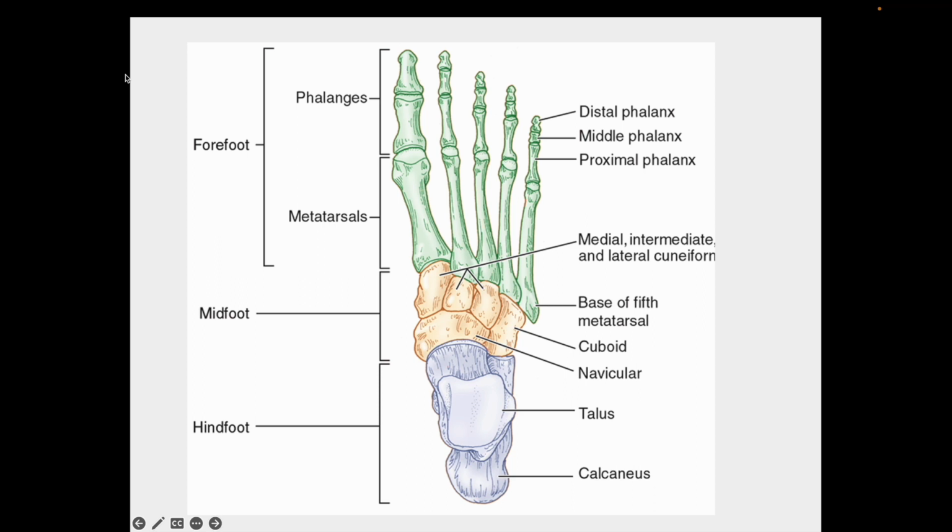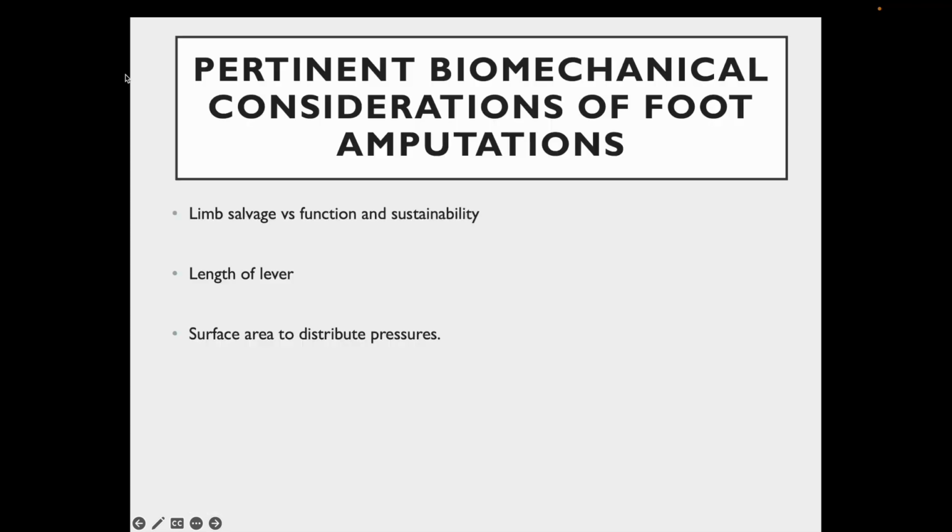Here is just a little bit of revision and an image of a foot. In green, we have the forefoot, which consists of the phalanges and metatarsals. In orange, we have the midfoot, and in purple, we have the hindfoot. When it comes to foot amputations, there are some pertinent biomechanical considerations.